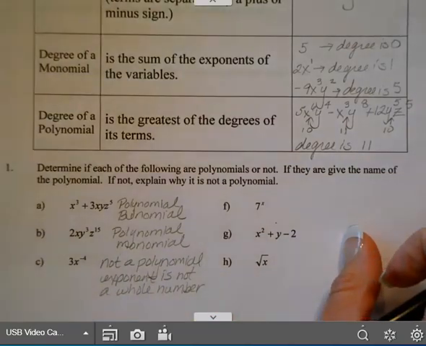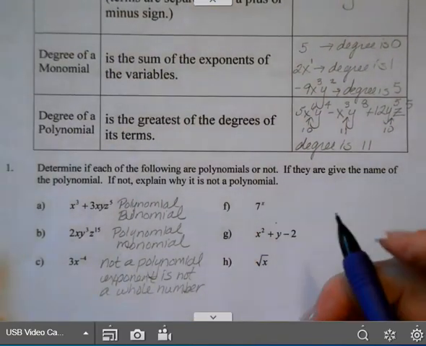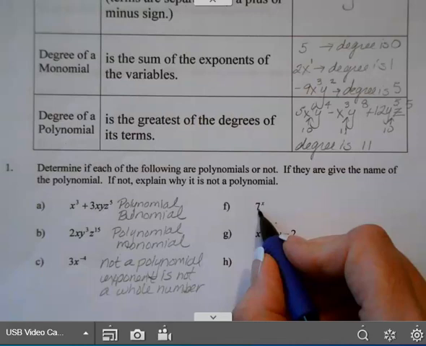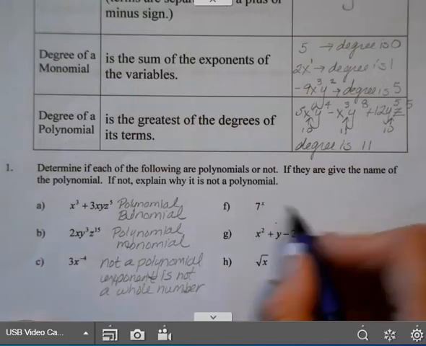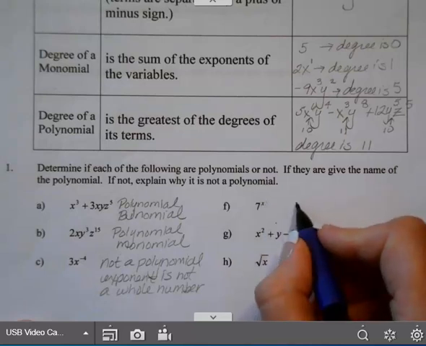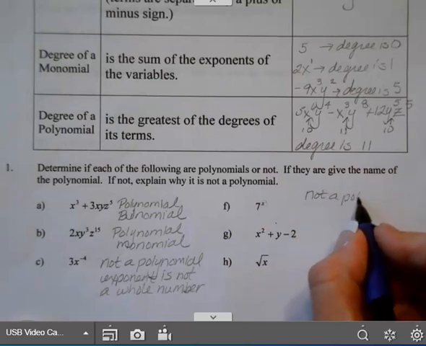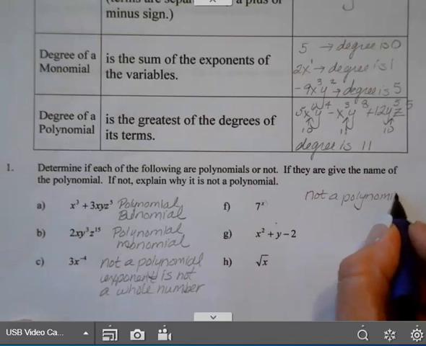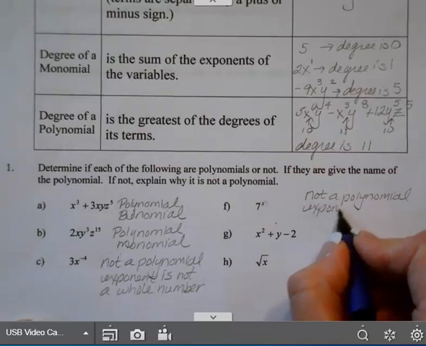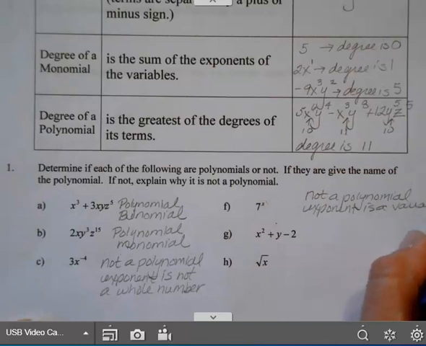And I think D is on the next page, so I'm going to go ahead and just finish F, G, and H, and we'll go back and get the missing ones. On F here, I have 7 to the x, and notice my variable is in the exponent. It's not a whole number, so this is not a polynomial. And that's because the exponent is a variable, not a whole number.